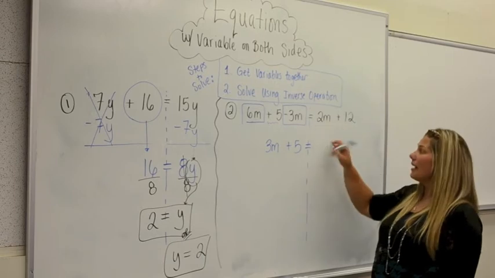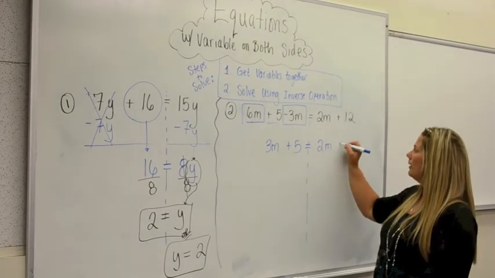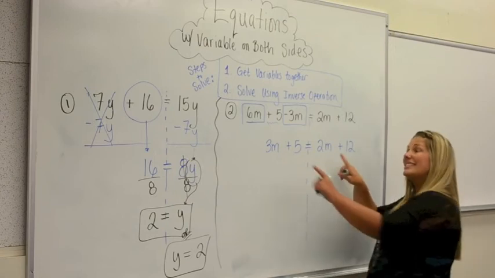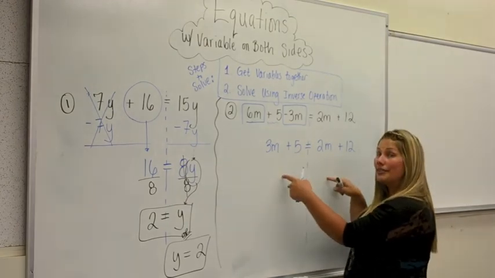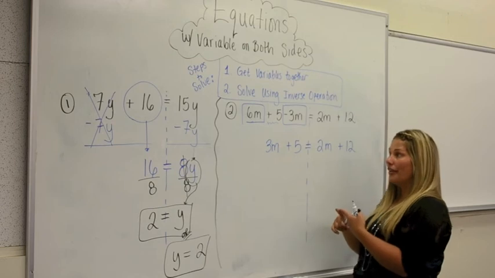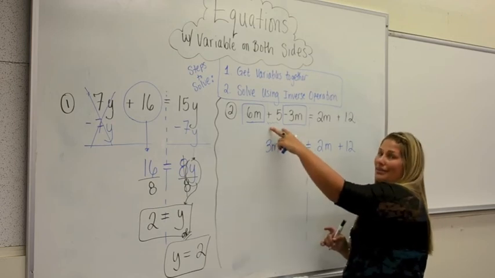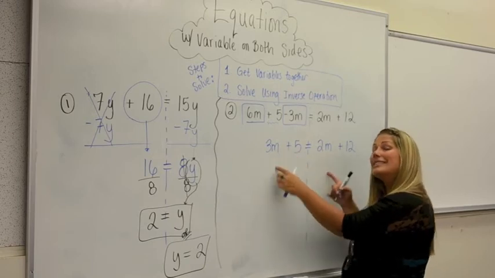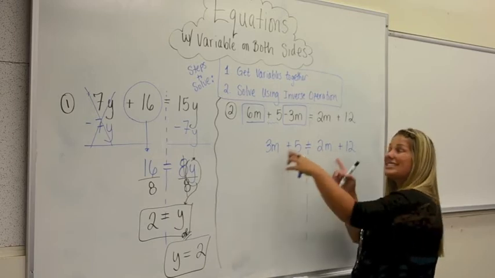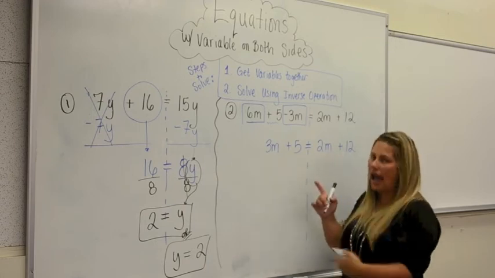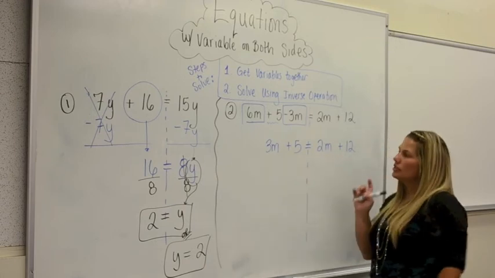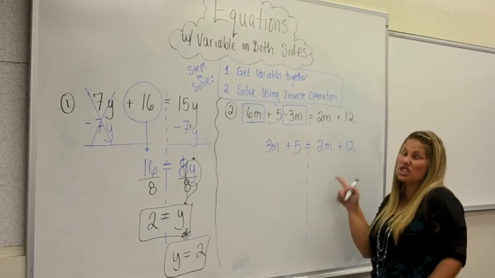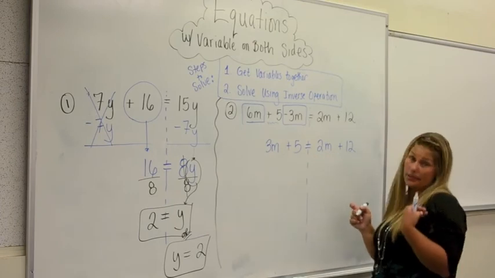Equals, on the right side I have 2m plus 12. So now I still have m in more than one spot, so I have to put them together. Over here I was allowed to combine because they were already on the same side. But here they're on different sides. So remember, different side, I have to subtract. So what's easier to get rid of, 3 or 2? Well, since 2 is smaller, that's the one I want to get rid of.